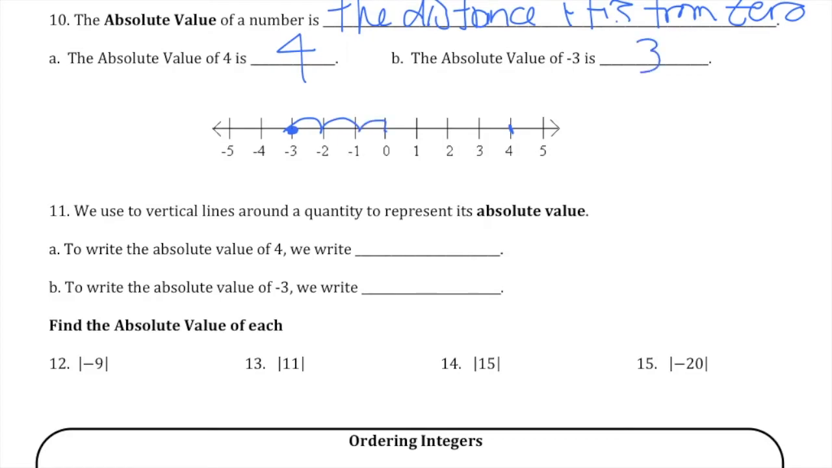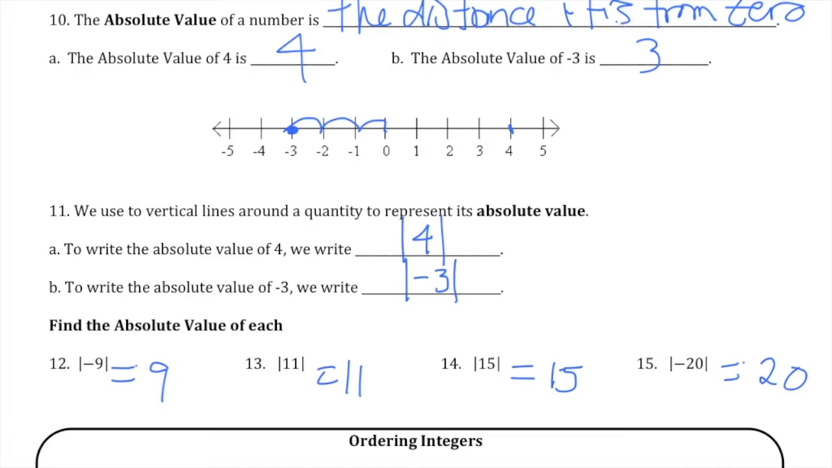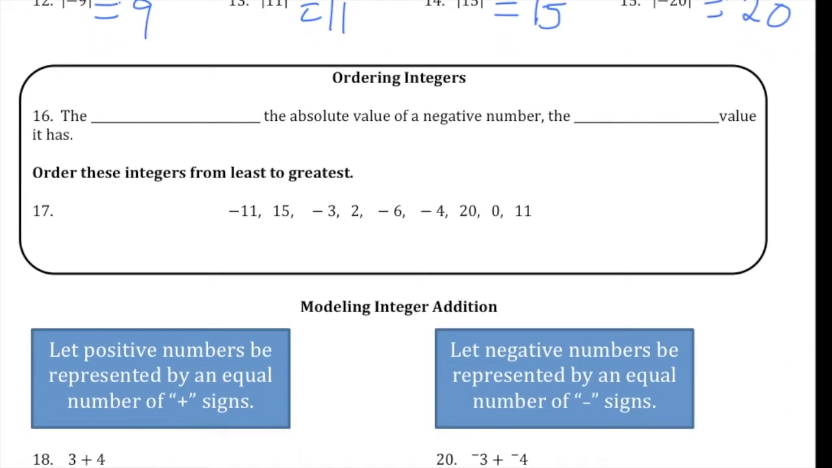Now we don't usually write out the whole word absolute value, we have some notation to help us write this. To write the absolute value of 4, we use these vertical bars around it. That says the absolute value of 4. Absolute value of 4, as we said, is equal to 4. And to write the absolute value of -3, we write absolute value of -3. So let's practice here. Absolute value of -9 means the distance -9 is from 0, and that's 9. Absolute value of 11, 11 is 11 away from 0. Absolute value of 15, it's 15 units away from 0, and -20 is 20 units away. So positive numbers do stay positive, and negative numbers do turn positive.